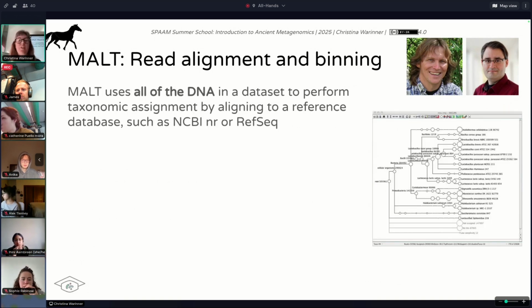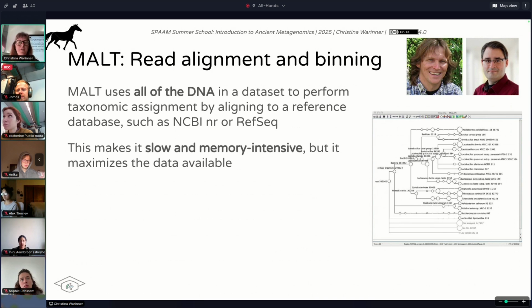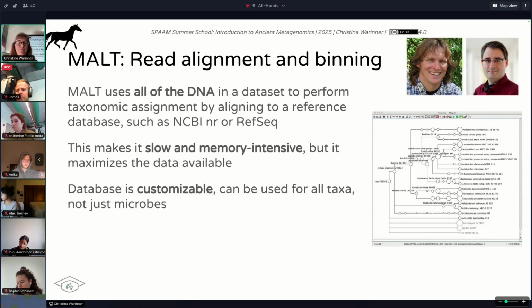MALT has the advantage of using all of the DNA in a data set, so it doesn't rely on a marker gene set, but it just uses everything to perform taxonomic classification by aligning to a reference database, and you can choose it. So you can choose NCBI-NR or RefSeq, and this is great because it means you can go beyond microbes and also include those plants you're interested in or those animals or whatever. But this also makes it slow and memory intensive, but it does maximize all the data available. It is highly customizable and, like I said, can be used for all taxa, not just microbes.